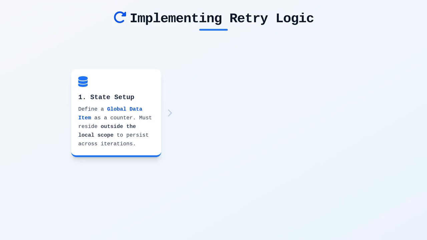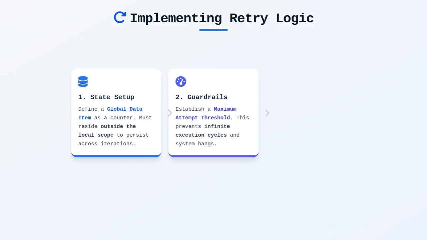To implement this, you must first define a dedicated state container, typically a data item acting as a counter, to track the number of failed attempts within your loop structure. It is vital that this retry count mechanism resides outside the local scope of the primary action block to ensure it persists across multiple loop iterations.